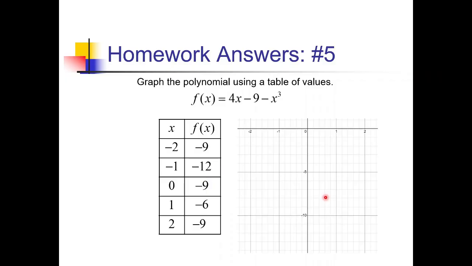So this is mostly going to be below the x-axis that I'm showing here on my window. So we've got -2 comma -9 down here on my graph. And then -1, -12 is all the way down here. And then we've got 0, -9. 1, -6 is going to be right here, a little higher up. And then back down to 2 comma -9, which is right here. So this almost actually kind of looks like an upside down sine wave for when we get to the trigonometry chapter. That's kind of neat.